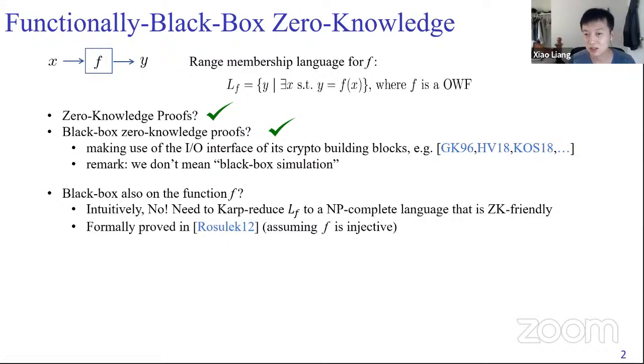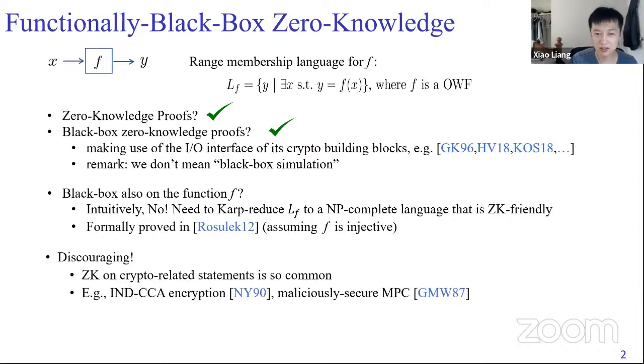The intuition is the general way to build a zero-knowledge proof is we build it for some NP-complete language that is ZK friendly, for example, graph coloring or Hamiltonicity. Now to prove a problem at hand, we need to do the Karp reduction. This Karp reduction needs the code of the one-way function f here, and this was formally proved in Rosulek's work under some mild assumption, for example that f is injective.